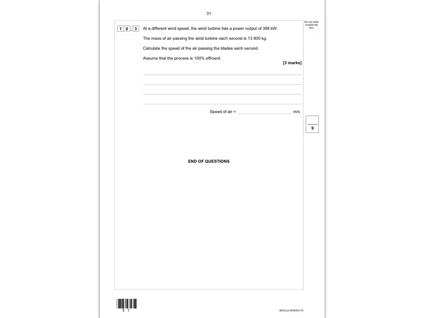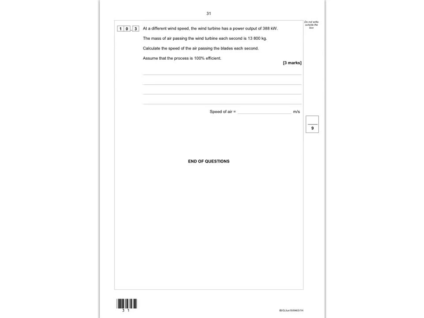The final part of question 10 and the final part of the paper is 10.3. It says at a different wind speed, the wind turbine has a power output of 388 kilowatts. The mass of air passing the wind turbine each second is 13,800 kilograms. Calculate the speed of the air passing the blades. Assume the process is 100% efficient.